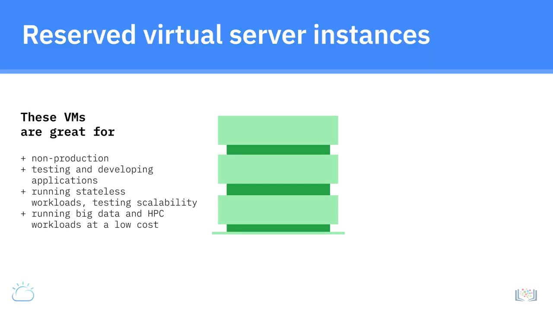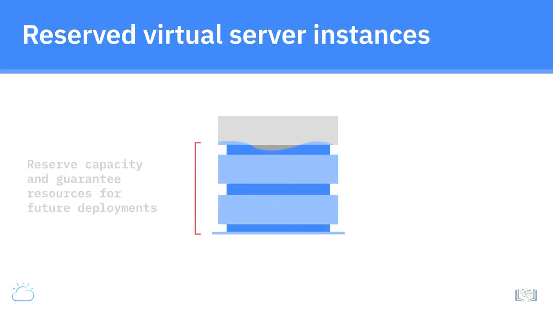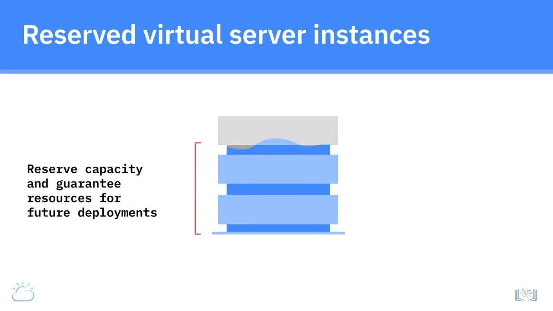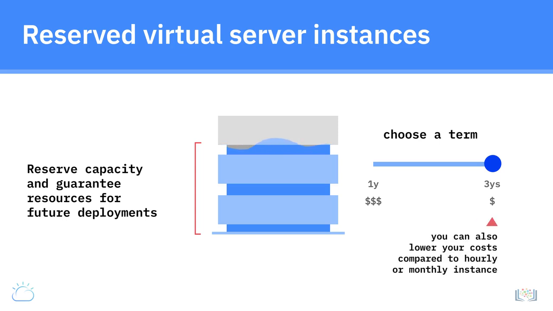Reserved virtual server instances allow you to reserve capacity and guarantee resources for future deployments. You reserve the desired amount of virtual server capacity, provision instances from that capacity when you need them, and choose a term, such as 1 year or 3 years, for your reserved capacity. You're guaranteed this capacity within the data center of your choice for the life of the contract term. By committing to a longer term, you can also lower your costs compared to hourly or monthly instances.